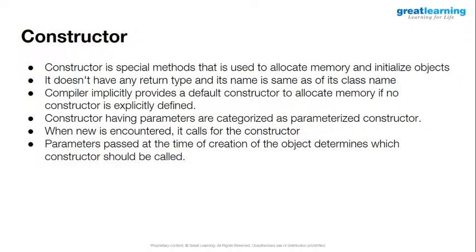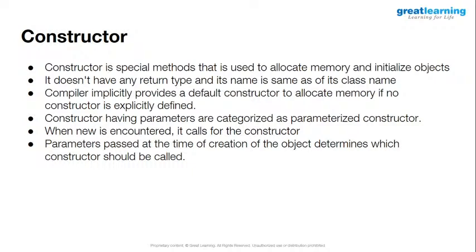A constructor is a special method. It is used to allocate memory and initialize objects. It does not have any return type, and its name is the same as the class name. The compiler implicitly provides a default constructor to allocate memory. If no constructor is explicitly defined, then it will be defined for us.